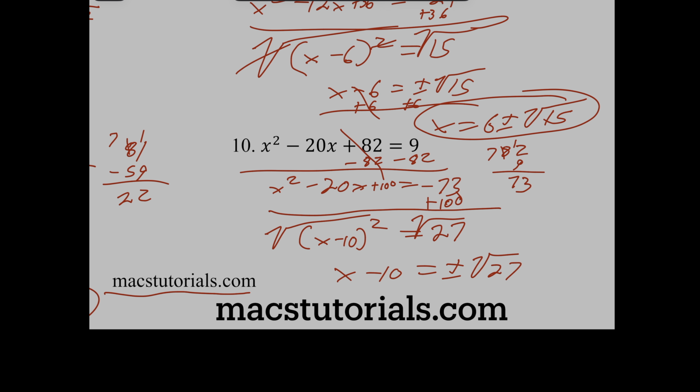Now, before I do any more, I know if I do 27 off on the side, that's 3 times 9, and that's 3 times 3. So I found a match, and once I add 10 to both sides, I'm going to get x equals 10 plus or minus, instead of root 27, I'm going to write 3 root 3. And that, my friends, is the answer.